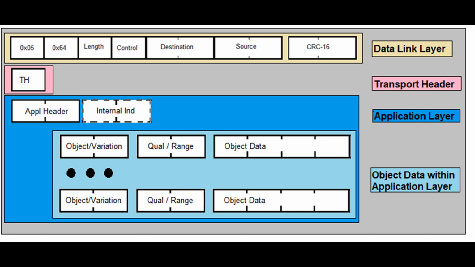This diagram shows the order of components in a DNP3 message. A message starts with the data link layer, is followed by the transport octet, and then the application layer. That layer consists of a header, internal indications if the message is from the outstation, and a set of objects. I am sure you all knew that, but I just wanted to say it again.